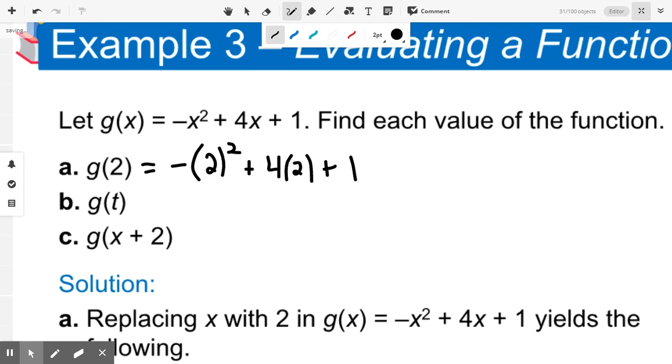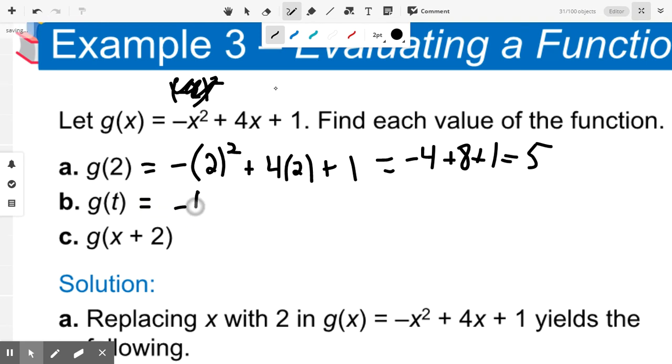Because what's going to happen, if you're doing mental math, you might be all right. But if you're using a calculator, it treats this differently than that. Here it's not going to square the negative. Here it will square the negative. So be very careful there. And then we know 2 squared is 4, so this is negative 4 plus 8 plus 1, which is going to be what, 5?